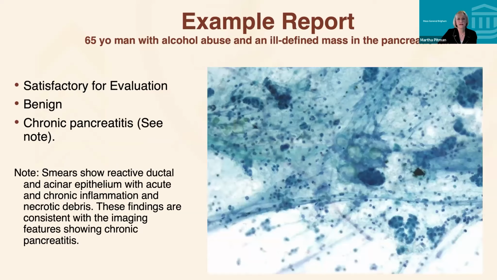Here's an example of a 65-year-old man with alcohol abuse and an ill-defined mass in the pancreatic tail. Ill-defined, not hypoechoic and well-defined, but an ill-defined mass. That history is very important. And when we look under the microscope, we see this autolyzed saponified fat, degenerated cells, acinar tissue, ductal cells, mucoid inflammatory debris, all supporting the diagnosis of chronic pancreatitis, which goes along with the alcohol abuse. You can write a note explaining why you came with that diagnosis, what you said.